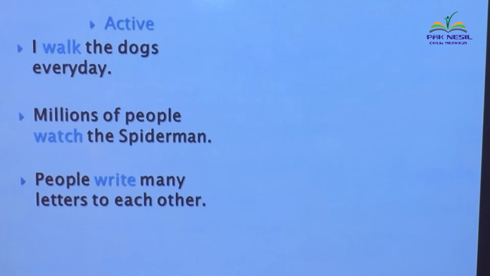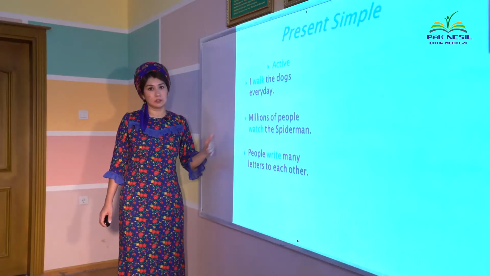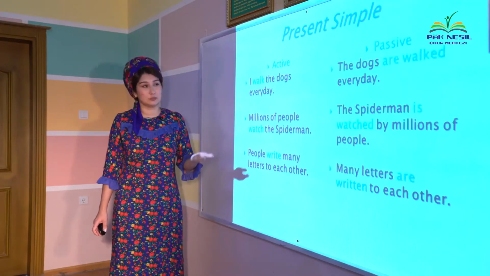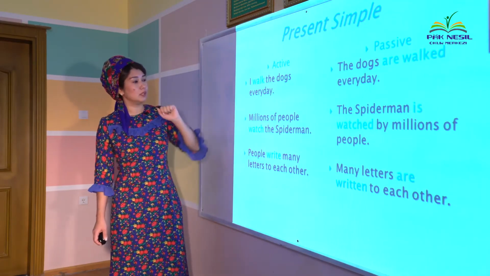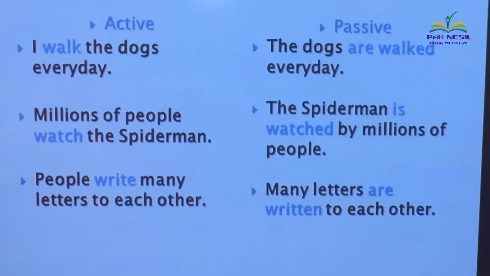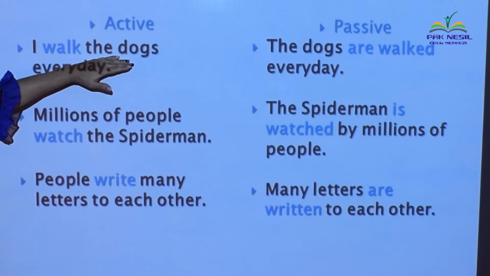Millions of people watch the Spider-Man. And people write many letters to each other. I think these are very simple sentences, yes, and the meaning is clear. So let's see what happens in the passive voice. I walk the dogs every day. So we have to find the object here, and the object is the dogs, right?